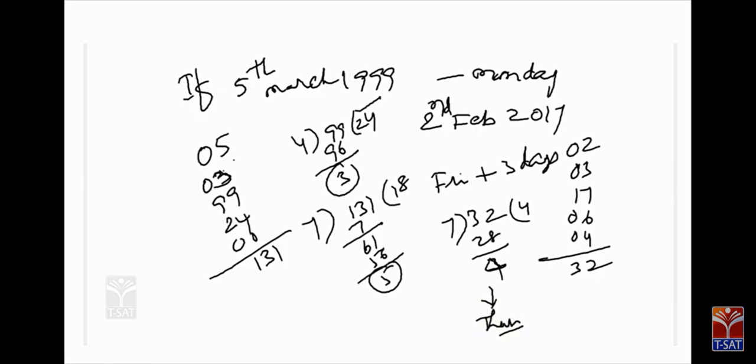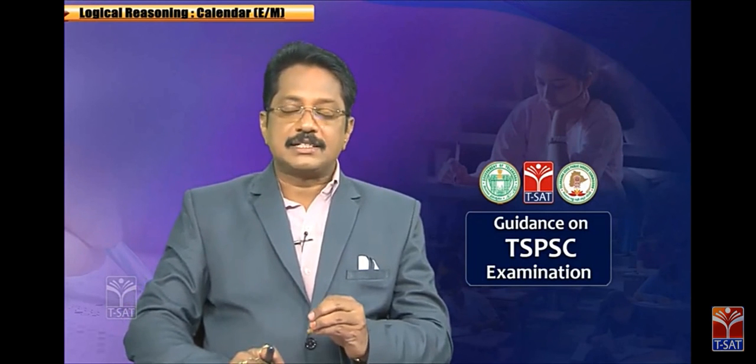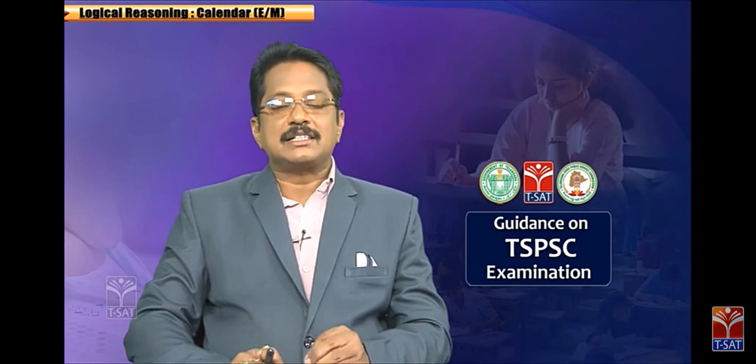When it is Thursday, what you have to do here? Previously you added 3 days, correct? Here also you add 3 days. Thursday plus 3 days means Thursday, next Friday, Saturday and Sunday. So 2nd February 2017 is Sunday. Clear? This is a conditional question: if 5th March 1999 is Monday. These are the various kinds of questions they will ask based on the calendar.